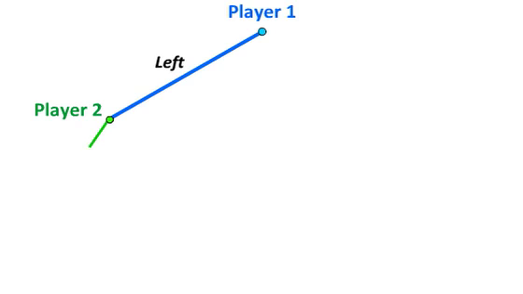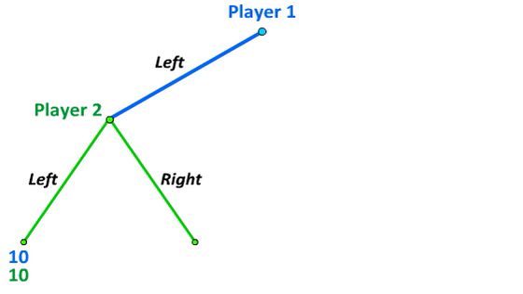Having observed player 1's decision to drive on the left of the road, player 2 can then choose to drive on the left or on the right. If both players end up driving on the left side of the road, neither of them will crash into the other, and they both get a payoff of 10. But if one of them drives on the left and the other on the right, they will crash into each other, and thus both get a payoff of 0.